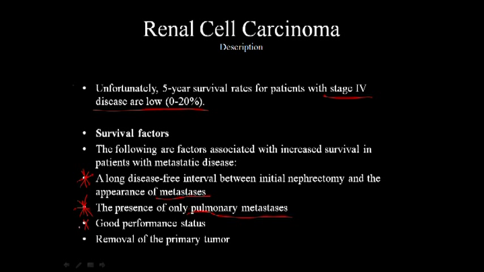Also, good performance status, meaning that your body is in pretty good shape. Other than this, you have good renal function. Things like that will help bolster your survival rate. Also, removal of the primary tumor. So if you have the ability to have a radical nephrectomy, then typically you're going to be able to hopefully survive this, especially if you're in stage 1.